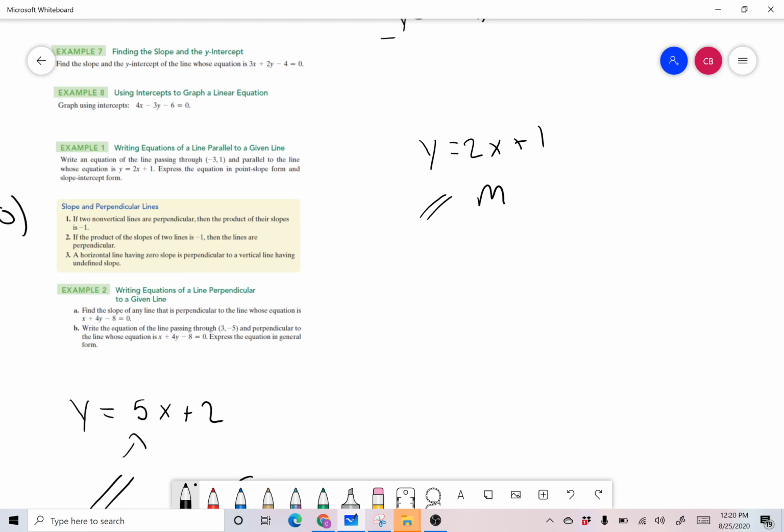y is equal to 2x plus 7. Okay, that is your equation. And it says express it in point slope form and slope intercept form. This is point slope form. That is slope intercept form.